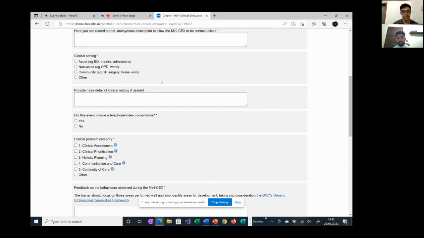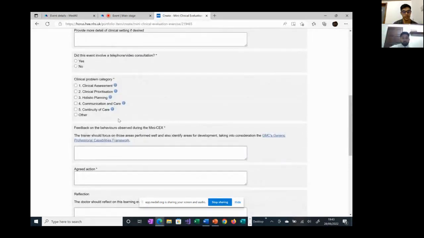Again, communication and care. If you've, for example, broken bad news to a patient with supervision, that can be logged in the communication and care section, as long as it's been observed. So, make of that what you will, but there's a number of things you can log as a mini KEX. It's not a set rule. It's sort of anything that's observed within the workplace. As long as it fits into one of those categories, that would count as a mini KEX.